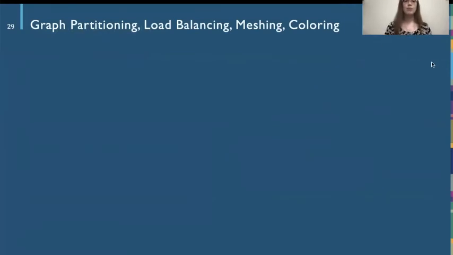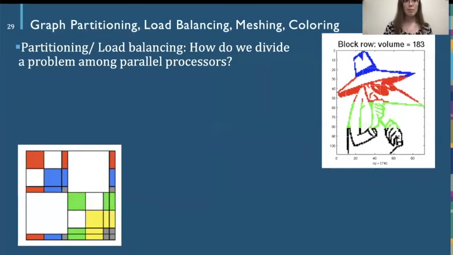Finally, we have libraries for graph partitioning, load balancing, meshing, and coloring. These capabilities are provided by the Zoltan2 library. What is partitioning and load balancing? The partitioning problem is basically answering the question, how do we divide a problem among parallel processors? Once you have decided how you want to divide your problem among processors, Tpetra will take care of all of the storage and of coordinating the processors with one another. But you can use these partitioning packages to perhaps come up with more intelligent ways to divide up your matrix between processors, as you can see in the matrix problem below.